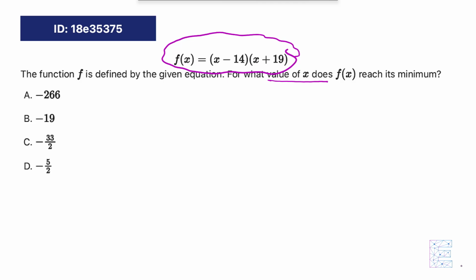So if you graph a quadratic function, you have a U-shaped graph, and it has a vertex. So the vertex is the lowest point. It's got an x and a y value. This question wants us to give it the x value of that vertex. So on to Desmos, and let's do that in Desmos.